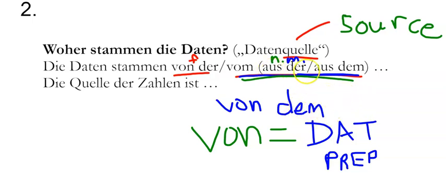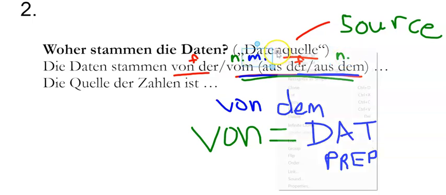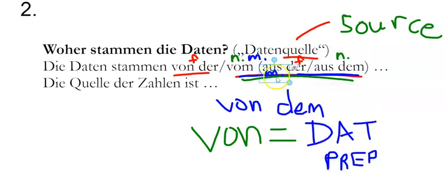The same holds true with aus. So I could say die Daten stammen aus der. Der will be for the feminine use. And then aus dem would be for neuter or masculine sources. So something else to kind of watch out for. So you could use von or aus. Both of those are dative prepositions. You could also just say die Quelle der Zahlen ist, right? The source of the numbers, the data is blank, and fill that blank in.